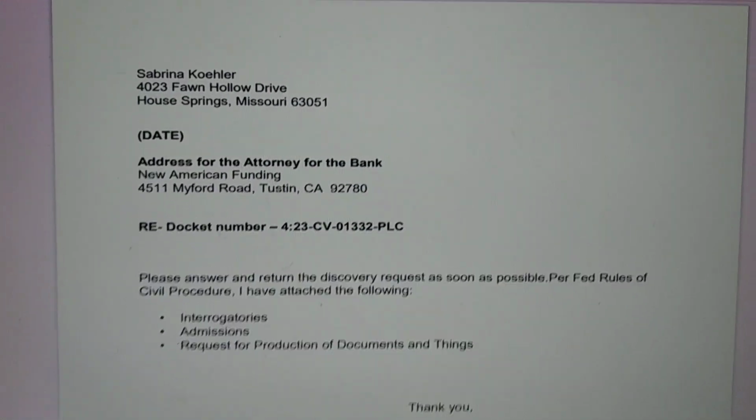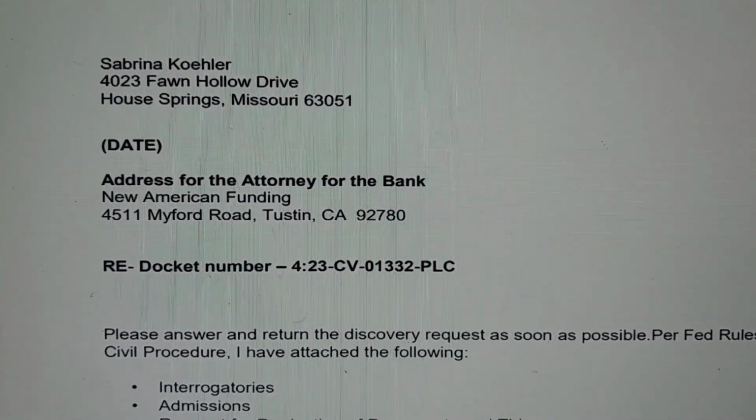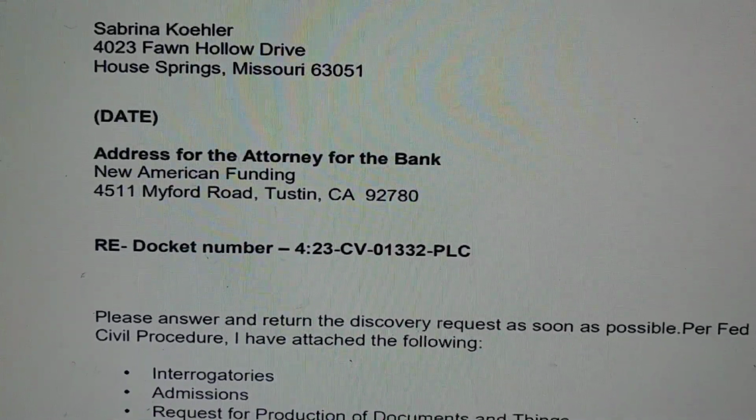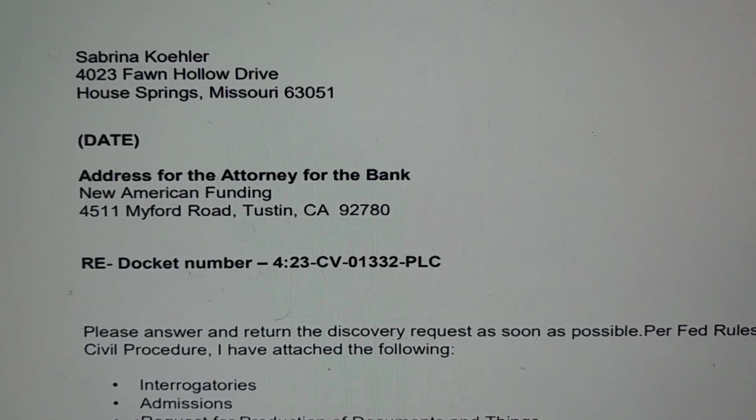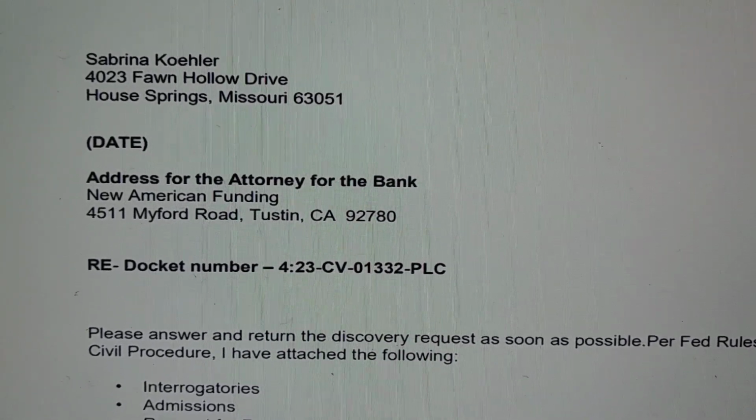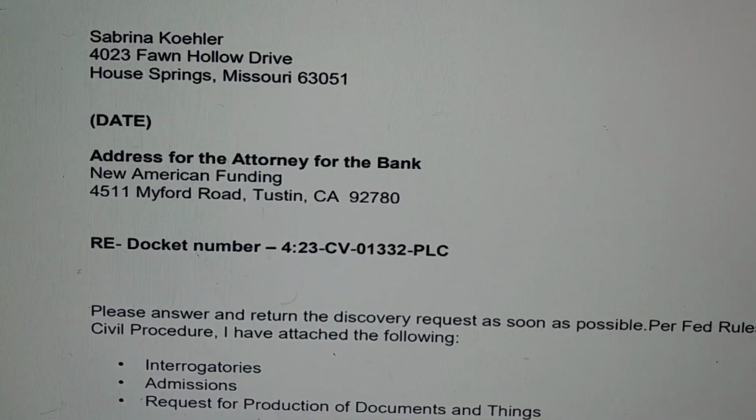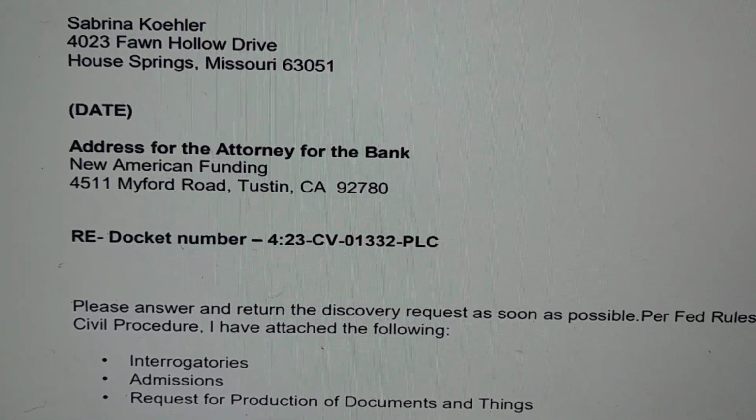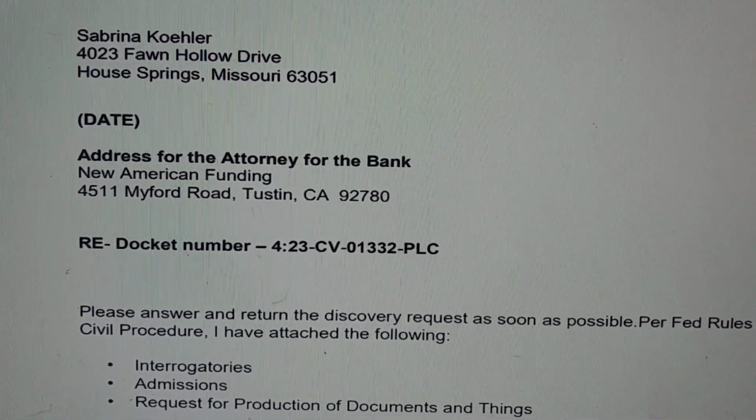Okay, so here's the cover letter to the discovery request. At the top, she has her name and address. Then you insert the date when you're ready to mail it. Then you need the address for the attorney for the bank. Right now, that's the address of the other side, but as soon as we get an answer to her complaint, they'll tell us who's handling it, what attorney that is, and their address. And we would send this to that attorney.